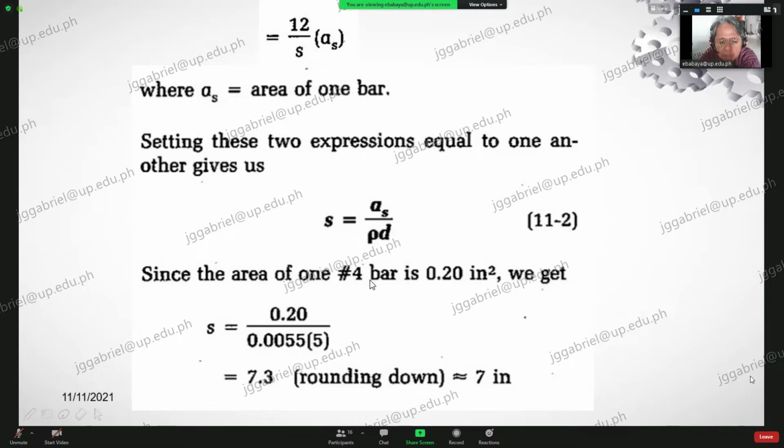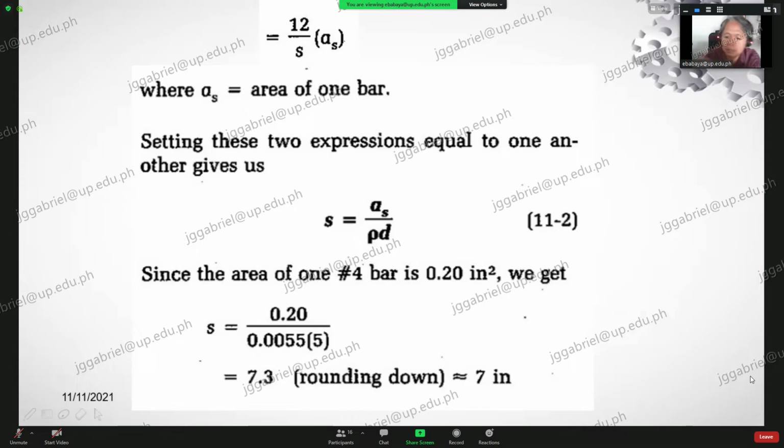So this gives us s is equal to small as over rho times d. Now, since the area of one number 4 bar, if you'll check this in the table, number 4 bar, it has an area equal to 0.20 inches squared. So to get the spacing, we have 0.20 divided by 0.0055 times 5. 5 is the effective depth. Okay?